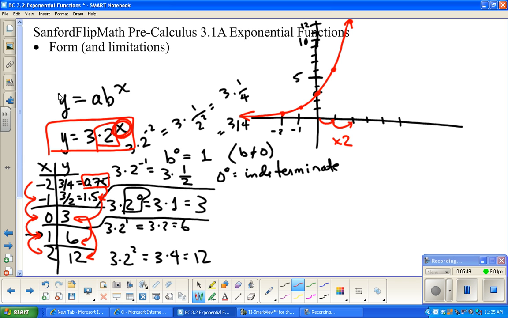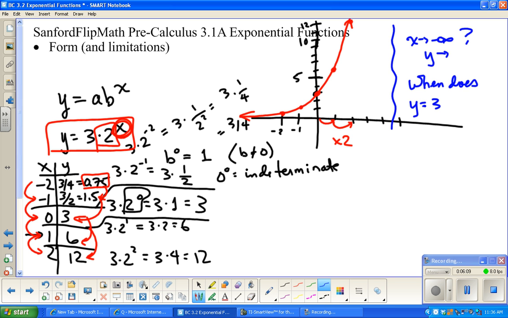Okay, now a couple little questions that I have. First of all, what happens as x goes to negative infinity? What's y doing? Related question. When does y equals 3 times 2 to the x cross the x-axis?